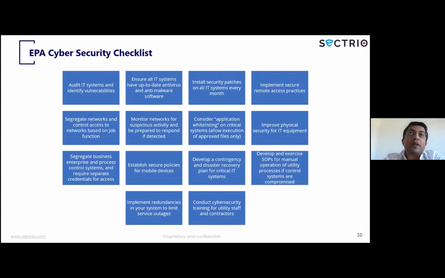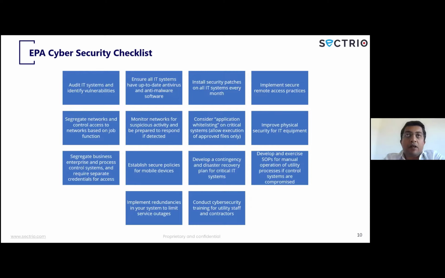The second one is to make sure, this is an easier one, all IT systems that connect to that OT network have to be patched, have to have the latest antivirus and anti-malware updates, all right? Always make sure, or be alerted if that is not the case, right?